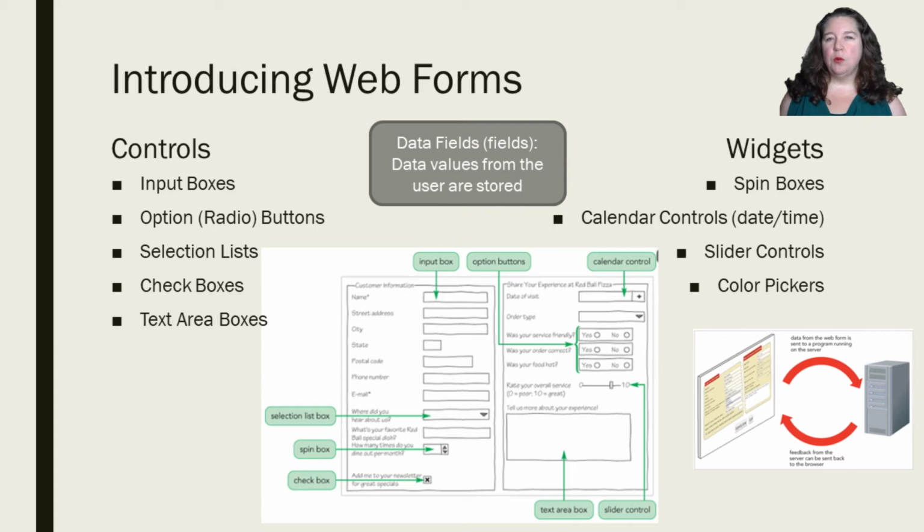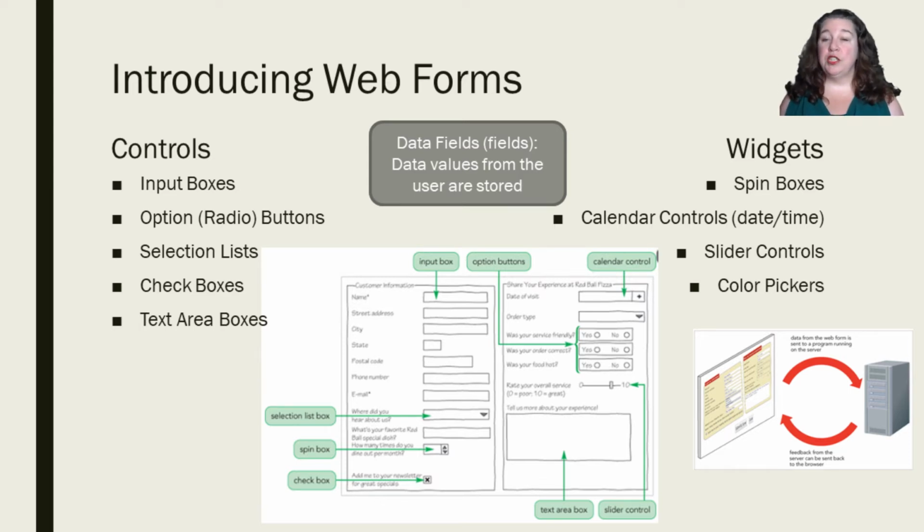A couple of different ways that we can make web forms. We can use regular input boxes. We can do radio buttons, which are options where you can only have one choice, so either a yes or a no. We also have checkboxes where they can be on or off for this singular checkbox. We can do selection lists, drop downs, and text areas. So these are some different controls that we can be using.